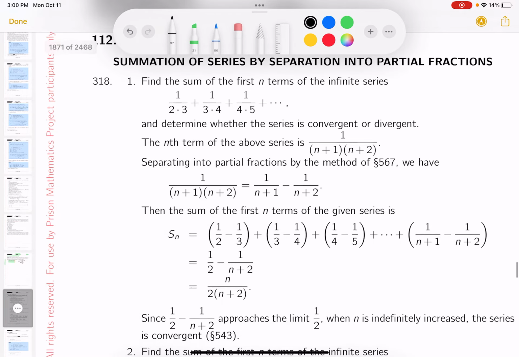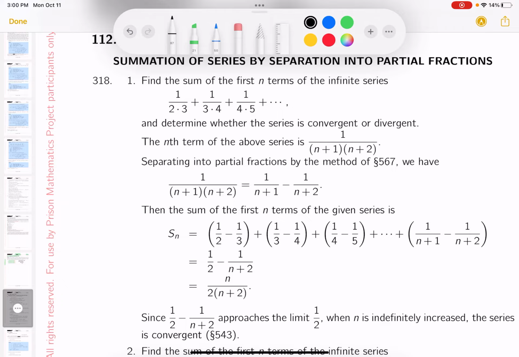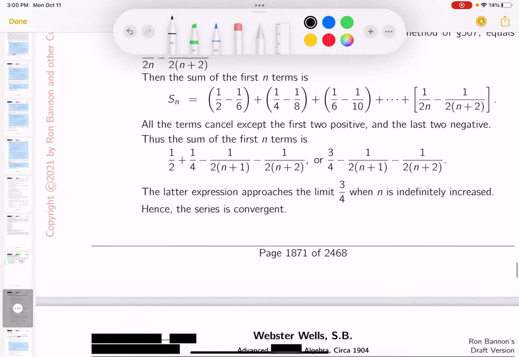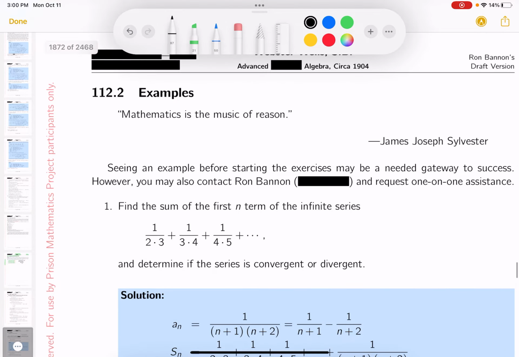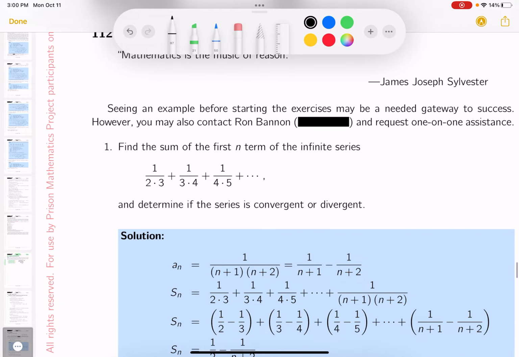So this section is, he doesn't mention it, but it's summation of series by separation into partial fractions. They're actually telescopic series. So I'm going to go through the examples the way I'd like to explain it. But again, you could look at Wells's work and see what's going on there.